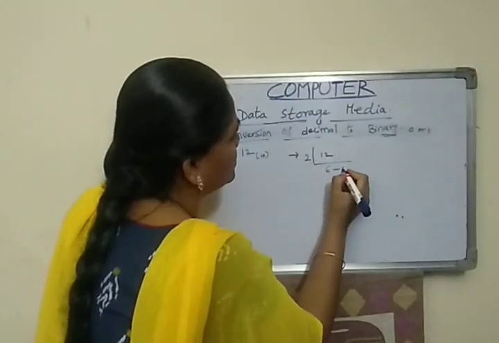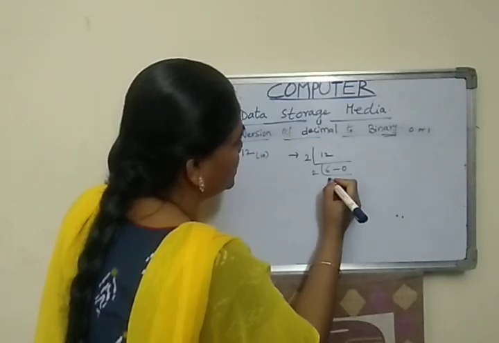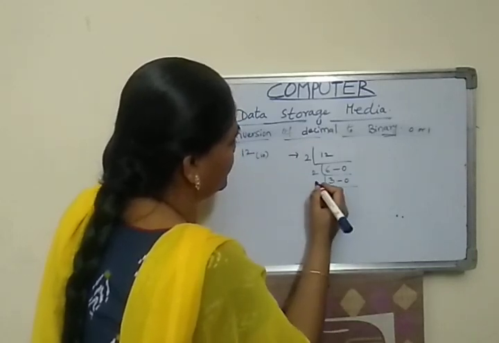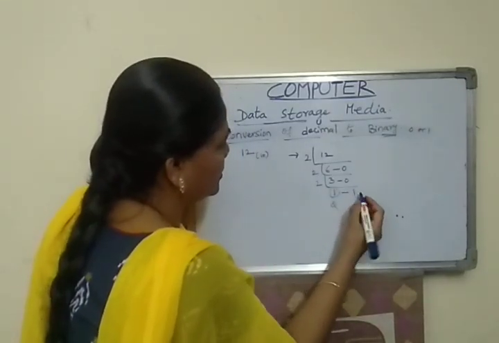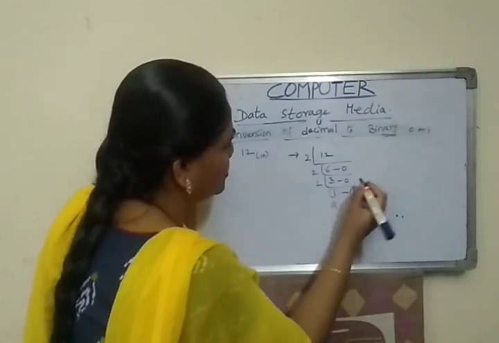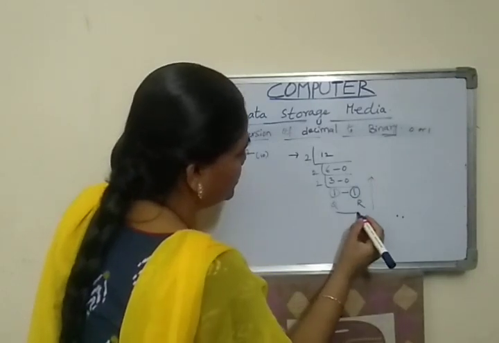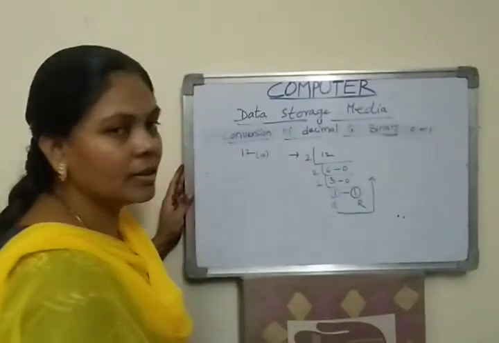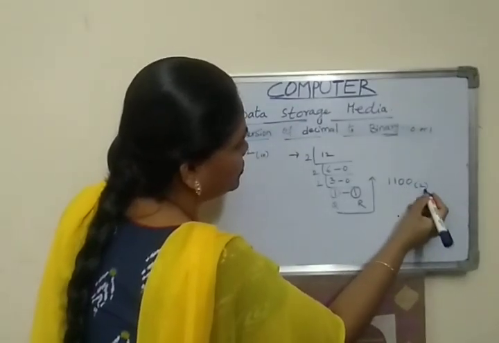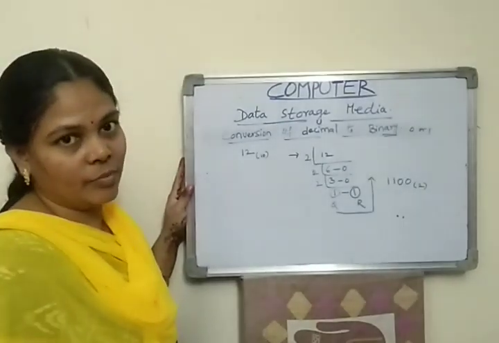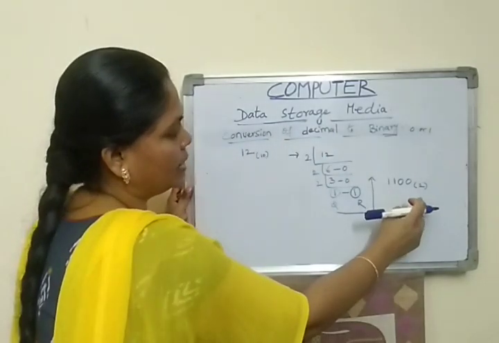2 6s are 12, remainder 0. Again with the 2, only 2 we have to use. 2 3s are 6. Again 0 remainder. 2 1s are 2. 1 remainder. So this is the quotient we have to write here and the remainder we have to write this side. Okay. Again from down to up we have to write the numbers. 1 1 0 0, base 2. 2 means that it is a binary number. That's why we have to write base 2. Okay. From decimal to binary.